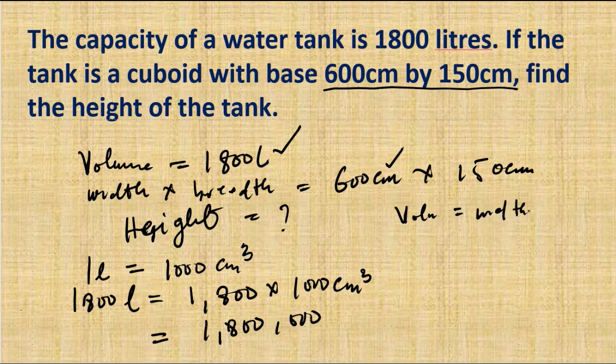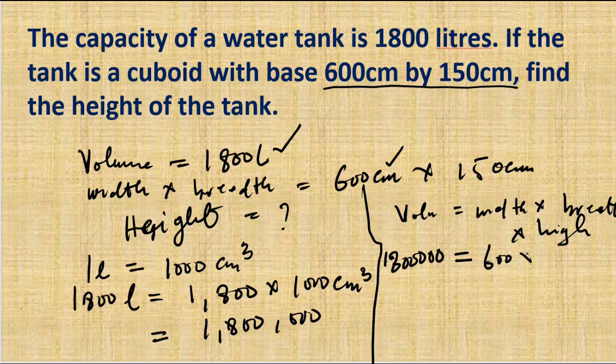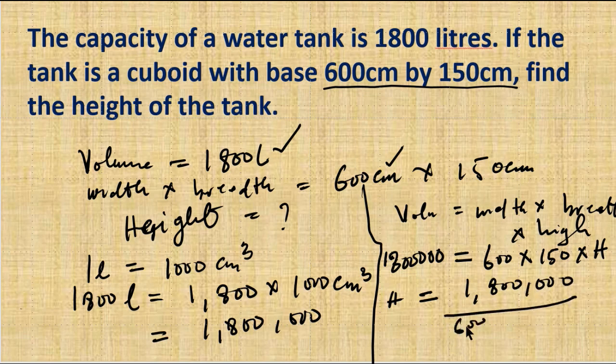Given that I now have the volume, I know that my volume is the same thing as width times breadth times height. So my 1,800 liters, which is the same as 1.8 million cubic centimeters, will be the same thing as 600 times 150 times height h. Now, my height h obviously will come from 1.8 million cubic centimeters divided by 600 times 150.